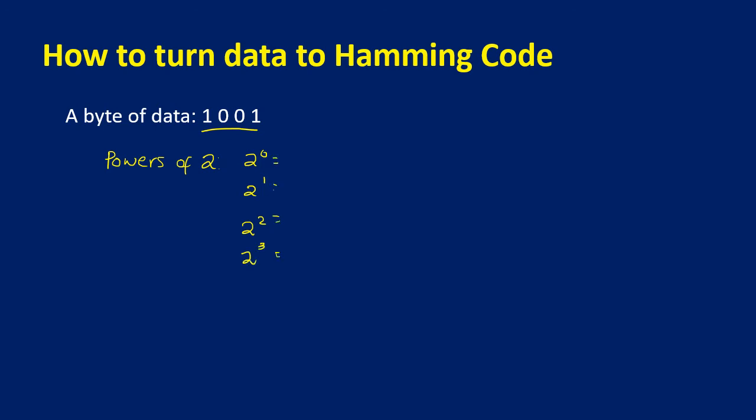What we will do here is to add digits, not append, sorry, but add digits. For the powers of 2 positions, 1, 2, 4, 8, we have P1, P2, P4. These are the powers of 2. And then for the remaining, I'll make it green. So these are for the data.